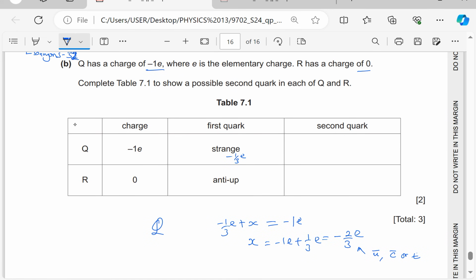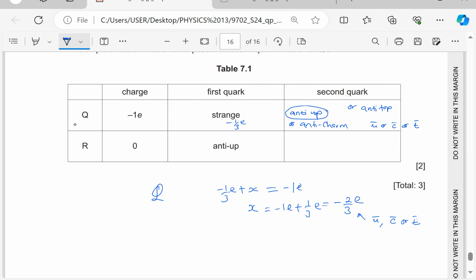I'll say anti-up. Or you can say anti-charm, or anti-top. Or instead of this, you can put letters. You don't need to say all the three, just say one of them. So I'll say anti-up.